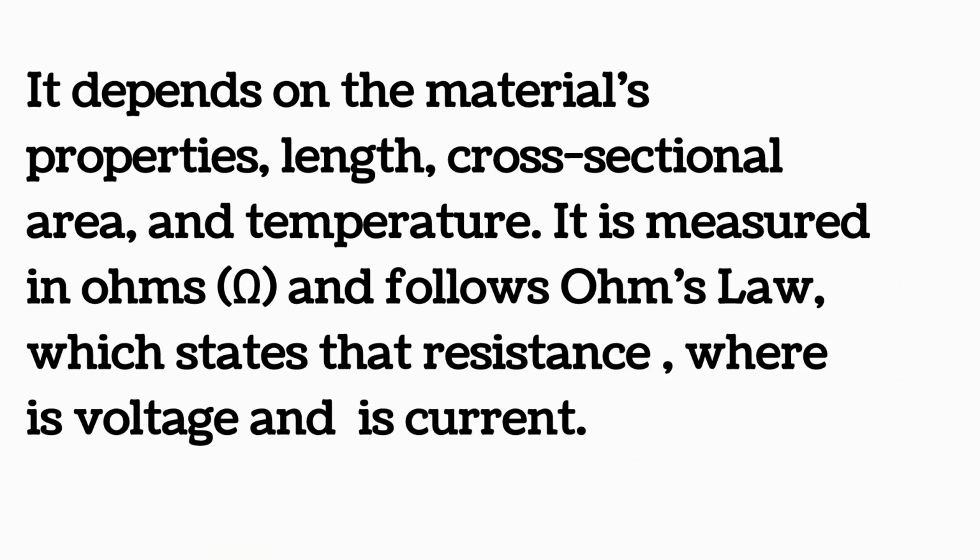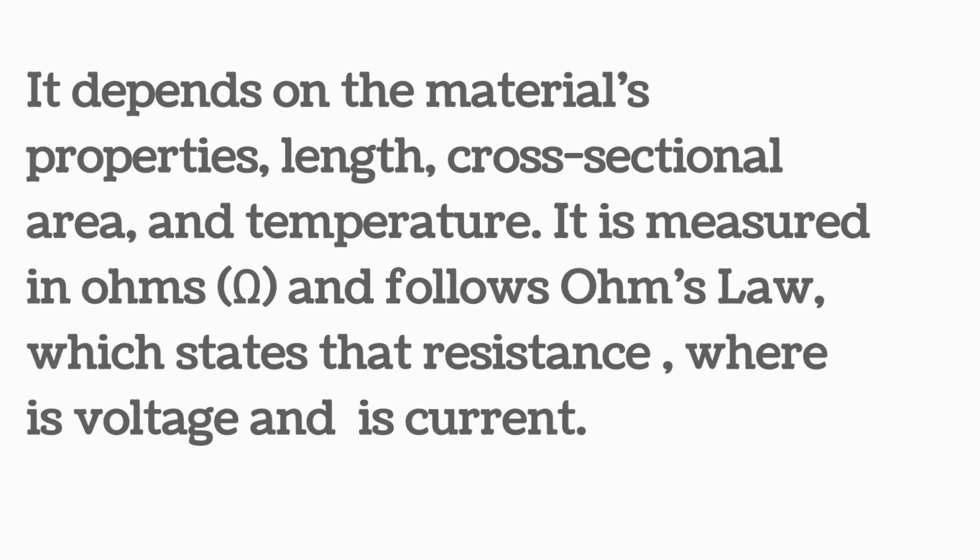Now let's talk about the dependency of resistance. Resistance depends on the material's properties like length, cross-sectional area and temperature. It is measured in ohms and follows Ohm's law. Ohm's law basically says that voltage is directly proportional to the flow of electric current. As the current increases in a wire, the voltage appearing across the terminals also increases, but their ratio always remains constant. So we say resistance R is equal to the ratio of voltage V and current I.